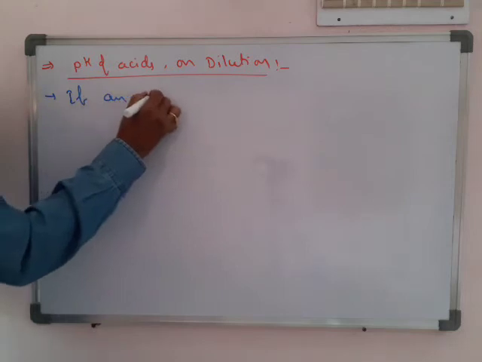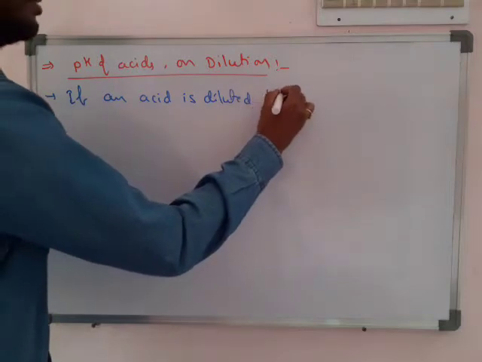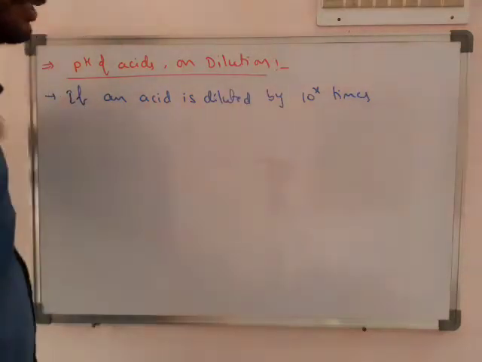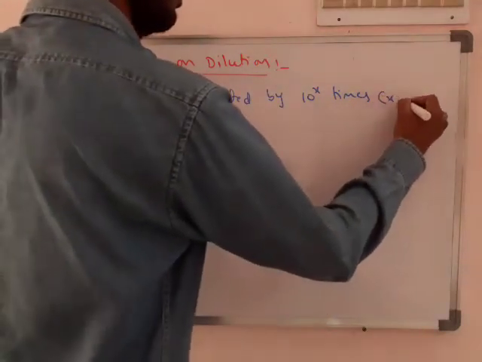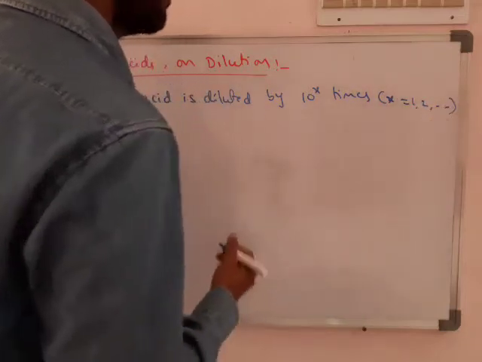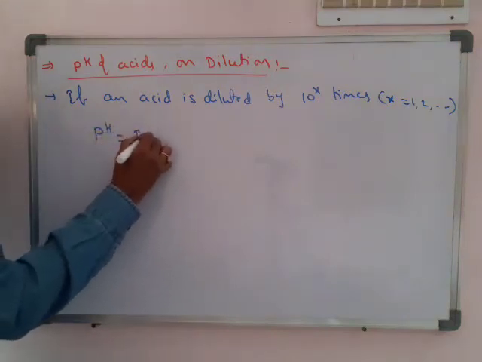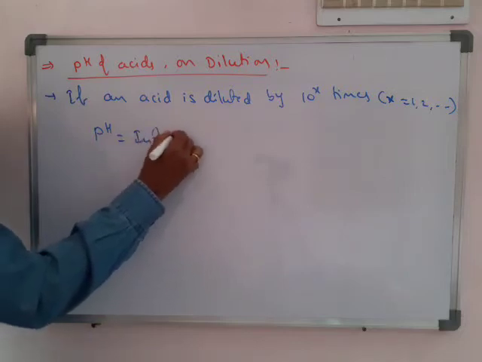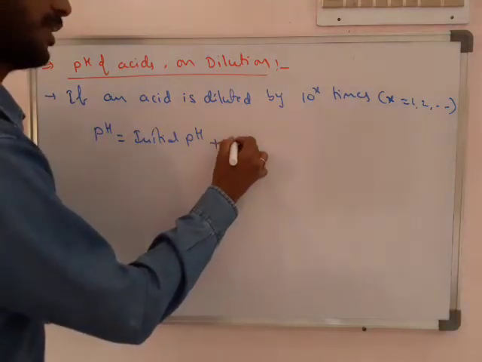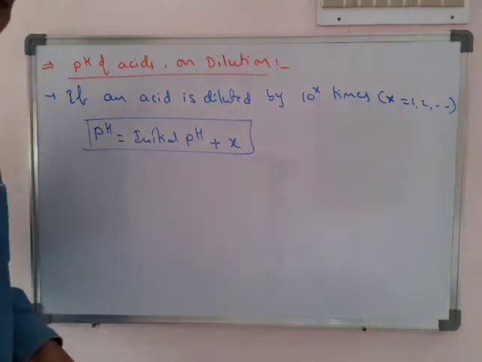If an acid is diluted by 10 power x times, where x is 1, 2, 3 etc., then directly we can write the pH of the acid is equal to its initial pH plus x. So we have to use this formula directly.